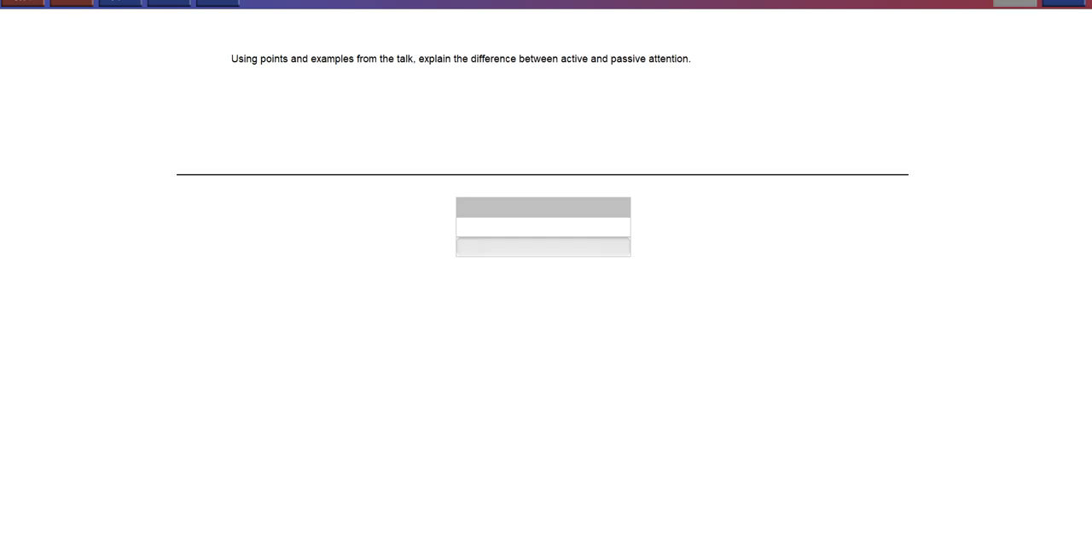Using points and examples from the talk, explain the difference between active and passive attention. Please prepare your answer after the beep.